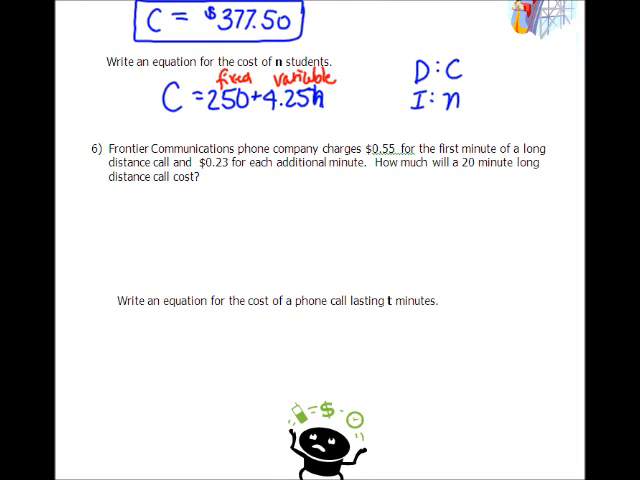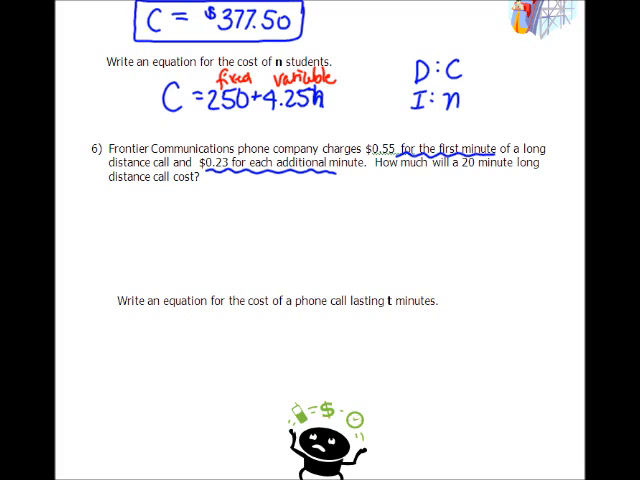Okay, this one again is kind of like that cab company one, because it's 55 cents for the first minute of a long distance call. So if you didn't read that carefully, you might want to pause here and try it again. Because remember, this is like that number 2, where each additional minute beyond the first minute is going to be a different cost. So if you didn't read it that way, why don't you try it again on your own?